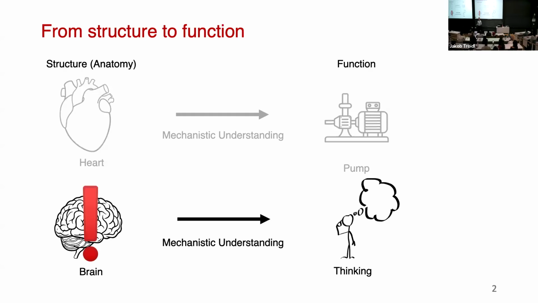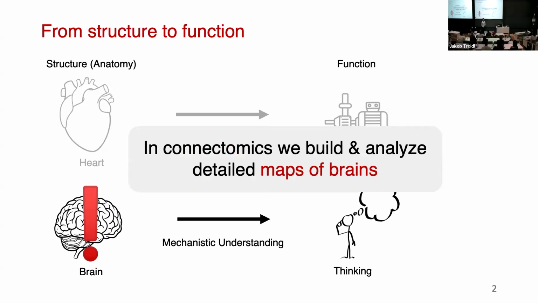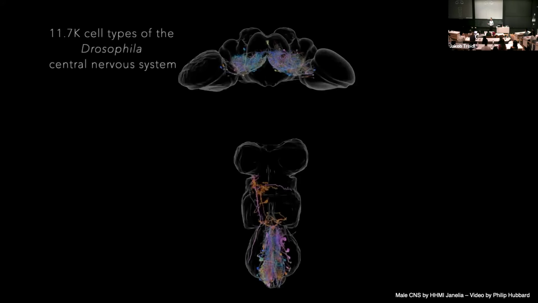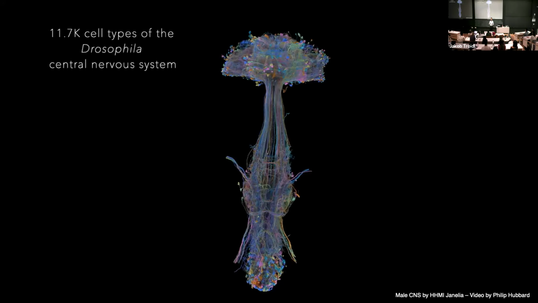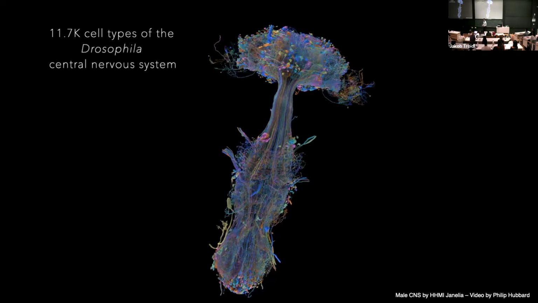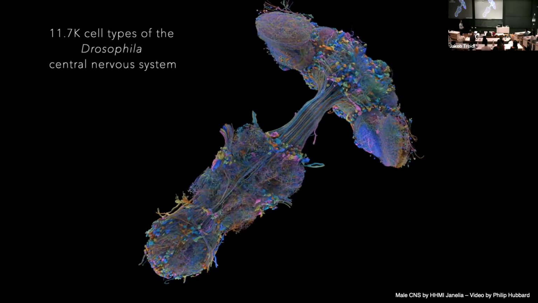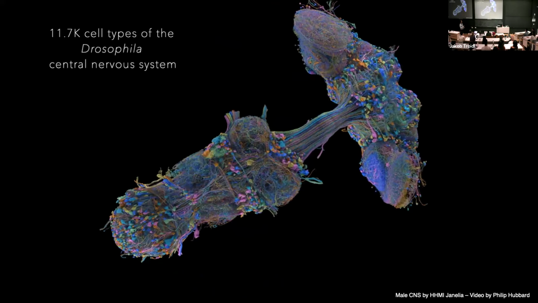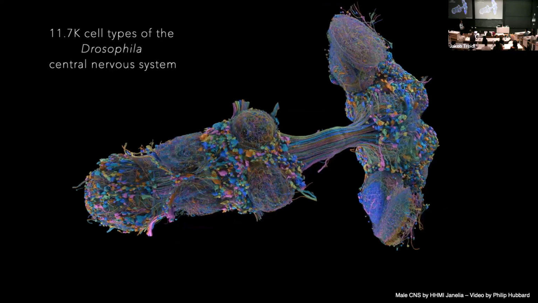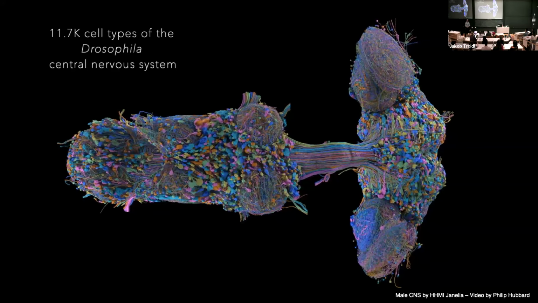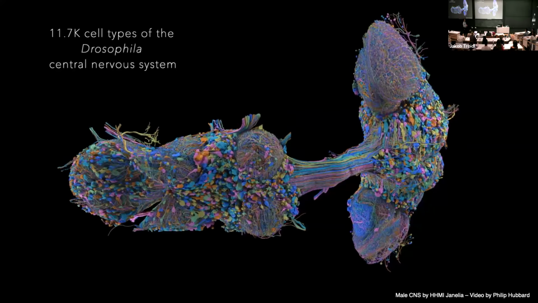So in order to address that problem, in connectomics, we build and analyze very, very detailed maps of brains, or even entire nervous systems. Now, the largest connectome that we have today that covers an entire body or an entire central nervous system is the brain of a fruit fly. And what you're seeing in this video is a rendering of that connectome with the brain over here, and this bulb over there is the ventral nerve cord that's somewhat similar to the spinal cord of humans, and they're connected through this neck over here.